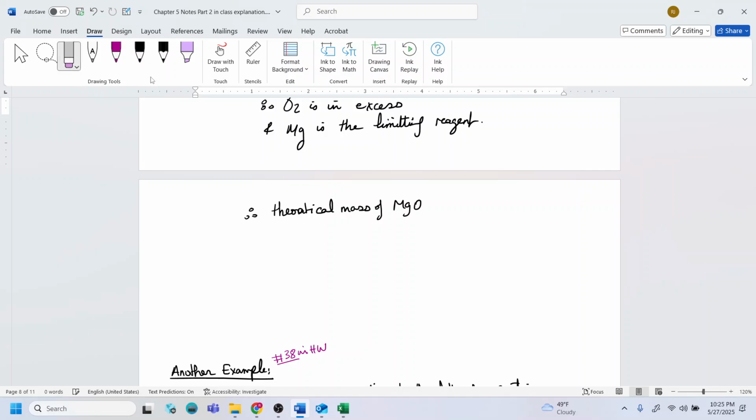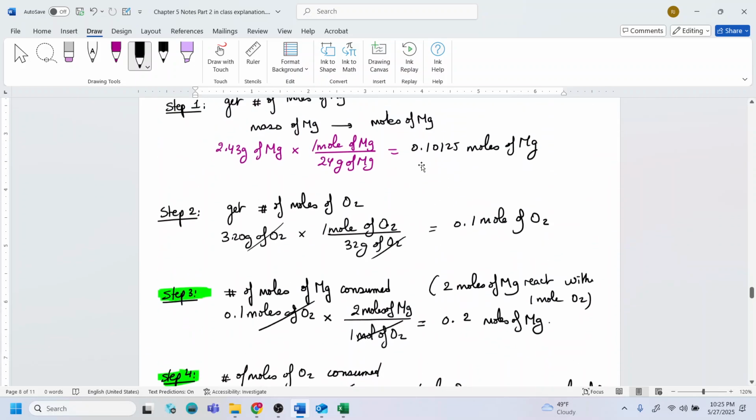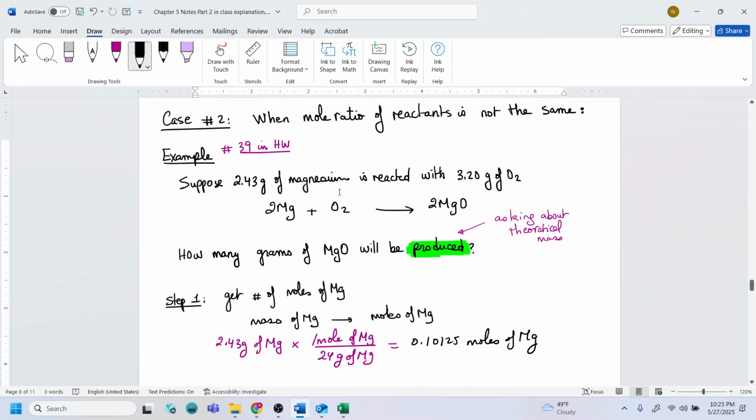Actually, let's go ahead and write what we need to calculate. I have the moles of the magnesium. I want to go from the moles of the magnesium to the moles of the product, which is the MgO, and then from the moles of the product to the mass of the product. Okay, so the moles of the magnesium is 0.10125 moles. I'm going to relate it to the moles of the MgO. So look at the chemical equation there.